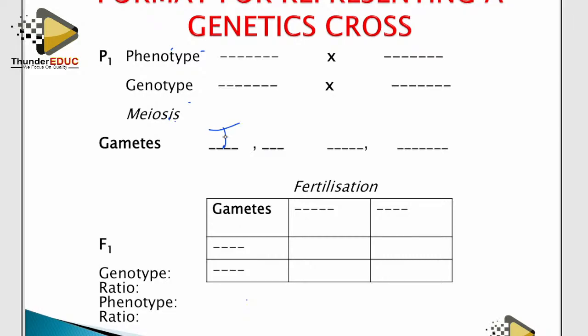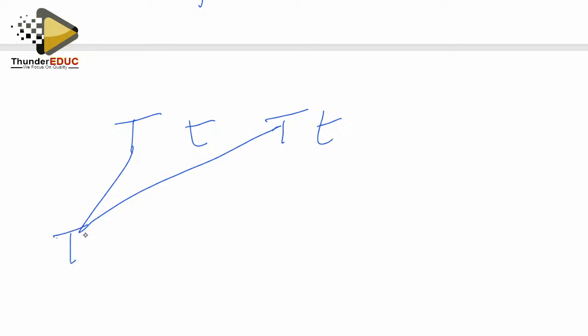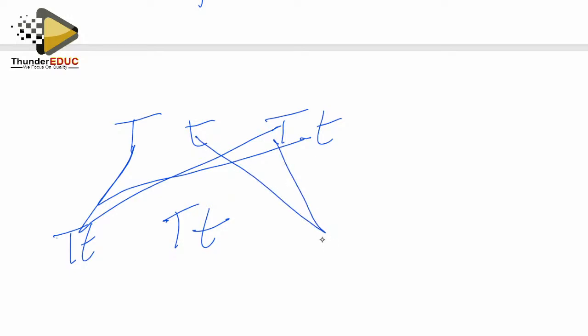So please do things which are right. For example, you write here capital T, small t, capital T, small t, and then you start crossing. You know what you cross? Let me just write it here. Capital T, small t, capital T, small t. Then you cross like this, capital T, small t. There's a way how you cross. You cross like this. Then you say capital T small t, small t small t.